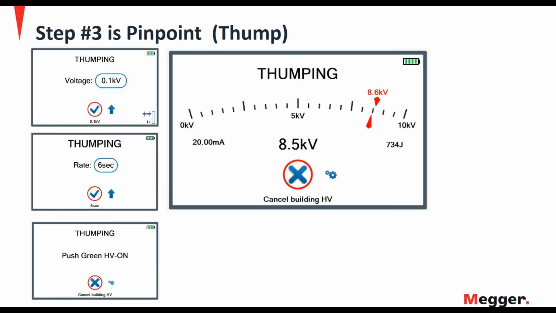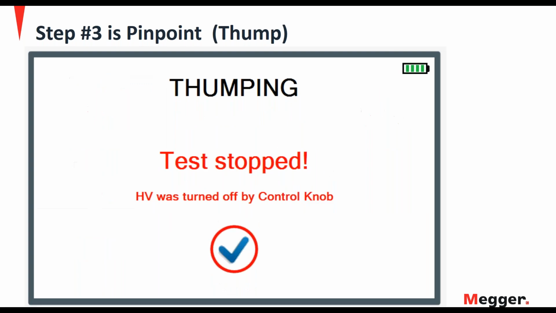In this case, the operator selected 8.6 kV to cycle thump at. The unit's going to charge up the capacitor to that voltage level and then cycle. And it's going to continue that process until we stop the thumper. And of course, we're going to stop the thumper after we've pinpointed the fault. So at some point, we'll stop it and it will ground everything out.